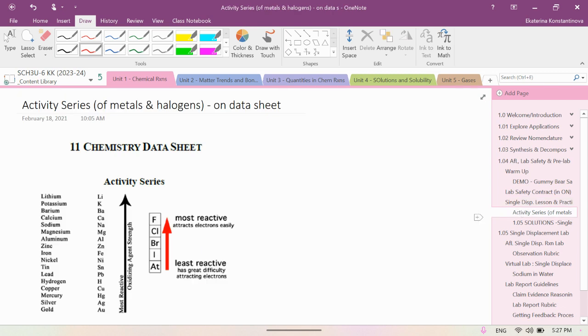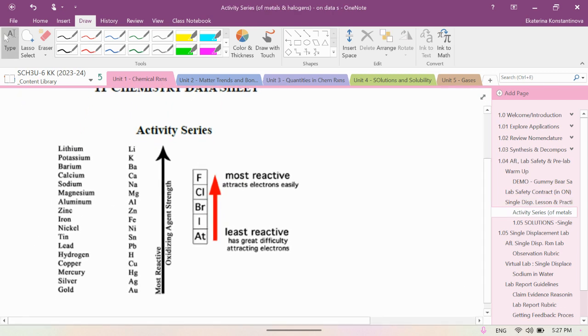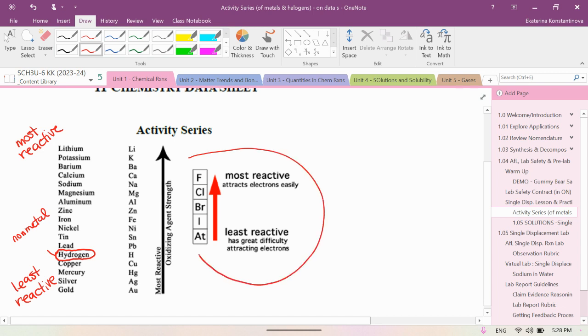So if you take a look on the back of your periodic table, your data sheet, you'll see this activity series. Anything at the top is the most reactive. Anything at the bottom is your least reactive metal. Notice that you do have a hydrogen here. Hydrogen is a nonmetal, but it does have special properties and it can displace some metals, okay? You'll also notice on the other side, you have an activity series for your halogens, okay? So either for your metals or for your halogens, you can use the activity series to predict if a reaction will occur.